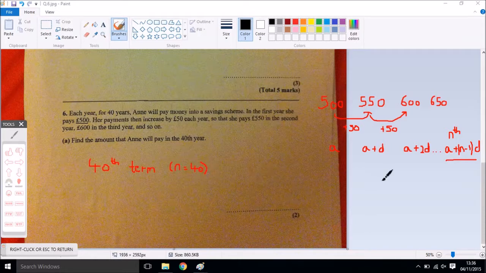Okay, so we know that the first term is 500. Remember, as I was saying before, if you're looking for the 40th term, you do the first term add 39, and that's one less than the term number, multiplied by the common difference. So all you do is, the first term is of course 500, that always stays the same. So it's 500 plus 39 lots of 50.